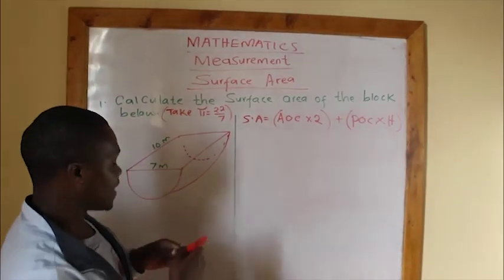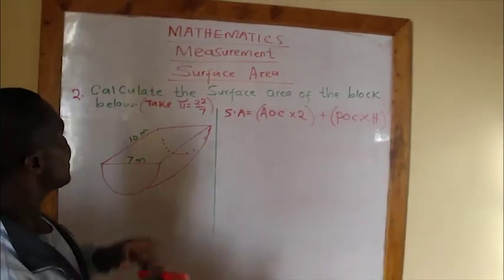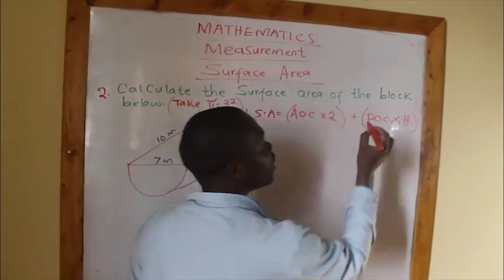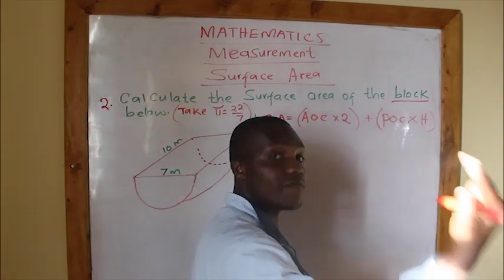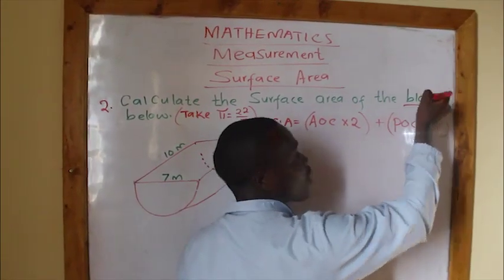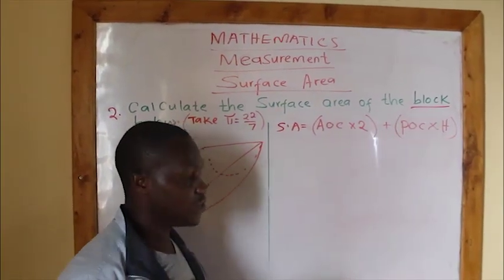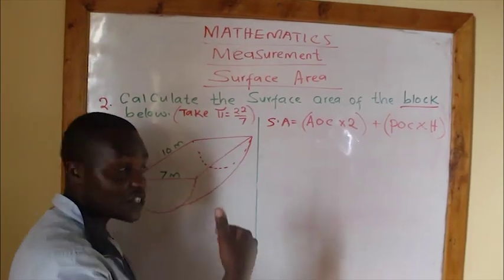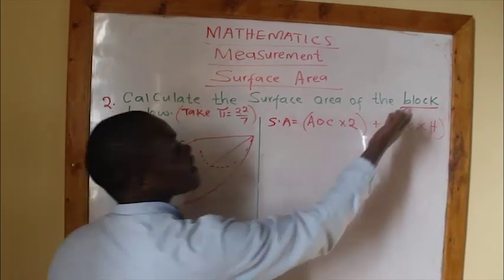Now the next question says this way. The next question asks, calculate the surface area of the block. So when you read the question, please underline. Remember the first question, I underlined the trough. Now this is now the block. The difference between the block and a trough, as I said earlier, is that a trough has got a hole, and mostly I told you it's used by farmers to feed animals. But now this is a block.